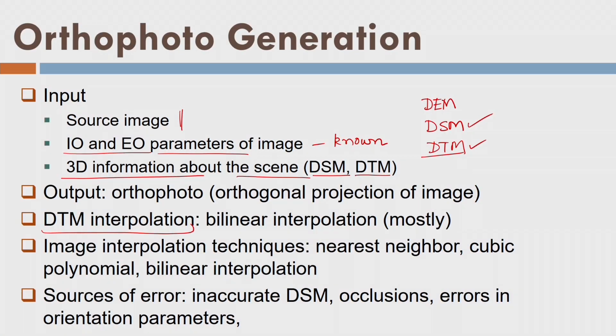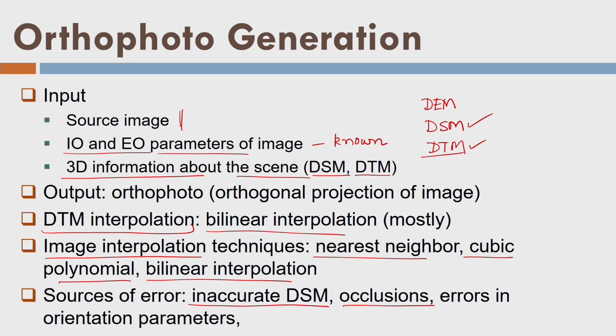So here I can use DTM as well as DSM for the orthophoto generation. We generate DTM or DSM by bilinear interpolation, and for image interpolation we use nearest neighbor, cubic or bilinear interpolation. So what are the error sources? Inaccurate DSM or DTM, occlusion and errors in the orientation parameters.